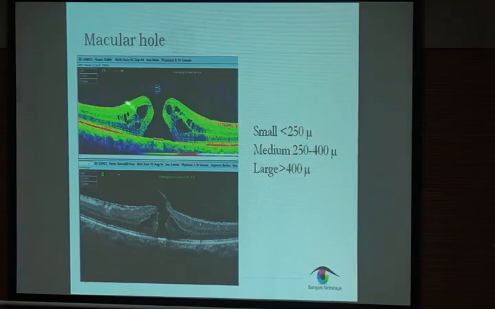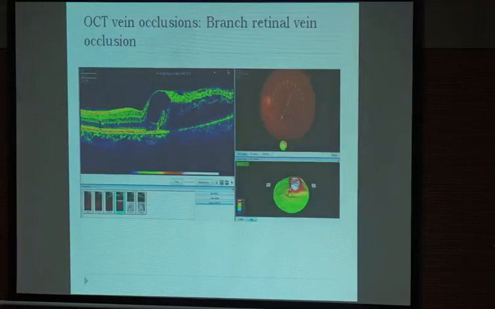So this is a full thickness macular hole. This comes after the stage of vitreomacular traction, which can again be classified as small, medium and large. And we have the caliper tool here, which can measure the basal diameter of the macular hole. So from that we can classify the hole as a small, medium or large macular hole.